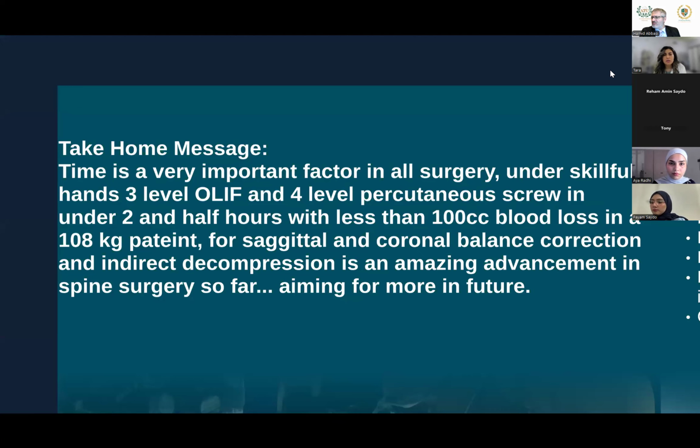After mentioning all this, we come to the conclusion that time is a very important factor in all surgeries. Under skillful hands, 3-level OLIF, as I mentioned in our patients, and 4-level percutaneous screws in under 2.5 hours with less than 100 cc blood loss in a 108 kg patient, which is equal to 240 pounds, for restoration of the sagittal and coronal balance, correction of deformity, and indirect decompression with changing 2 positions is, I think, an amazing advancement in spine surgery so far, and we are still aiming for more in the future, hopefully.